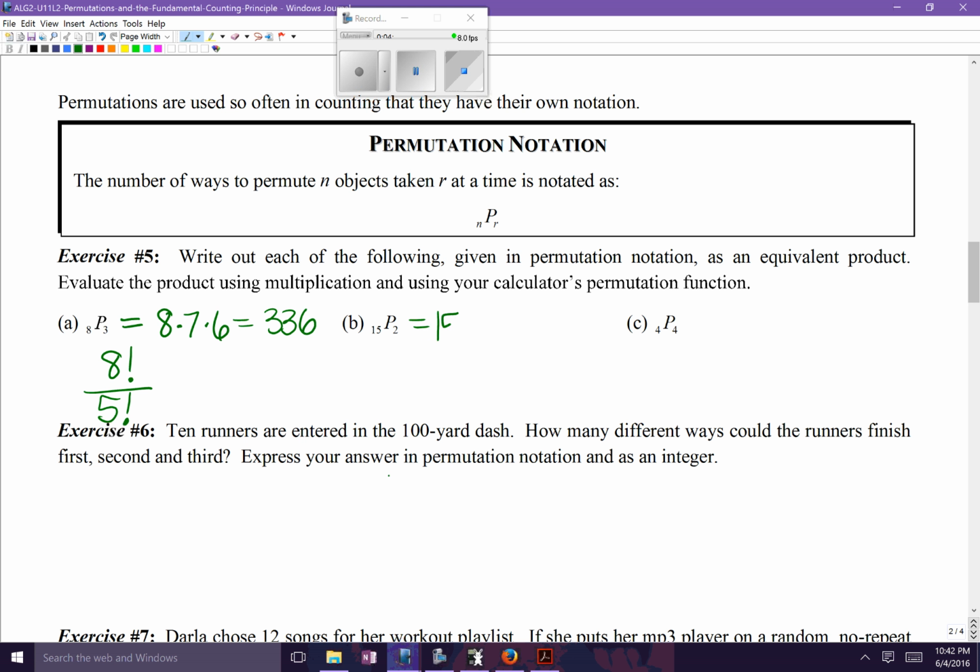15P2 means that I have 15 times 14 because I want to take 2 numbers. 15 times 14 is 210. Again, if I wanted to write that in factorial, 15 factorial over 13 factorial. 4P4 means 4 times 3 times 2 times 1, which has a value of 24, and in this case it's just 4 factorial. If you notice, the denominators were taken by 8 minus 3 is 5, 15 minus 2 is 13, 4 minus 4 is 0, but we don't want to make the denominator of the fraction 0 because we know that causes some problems.